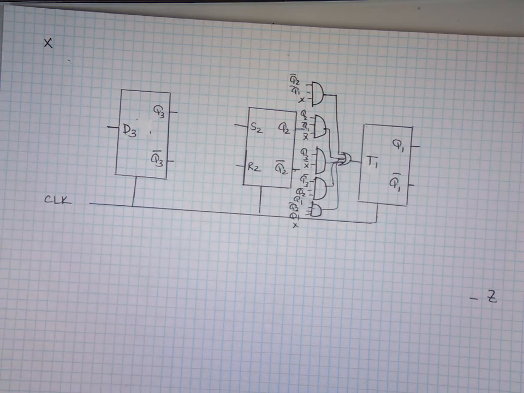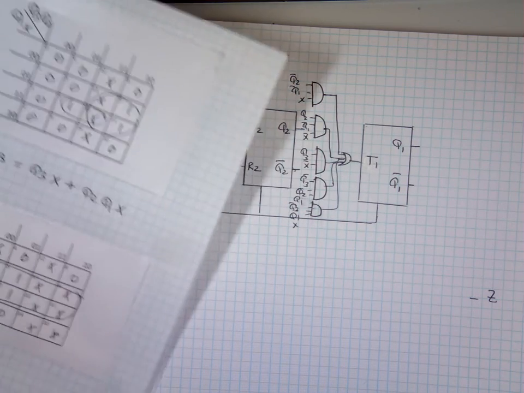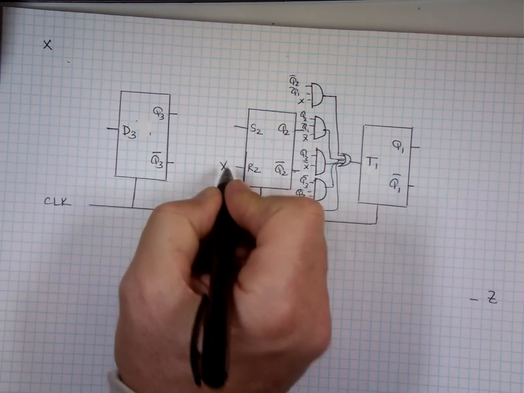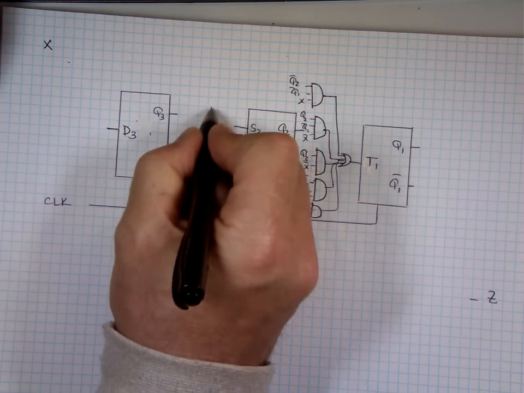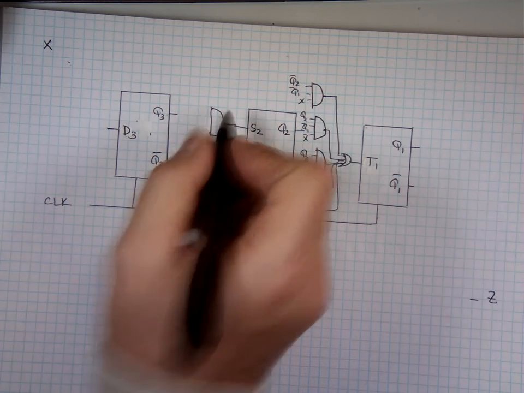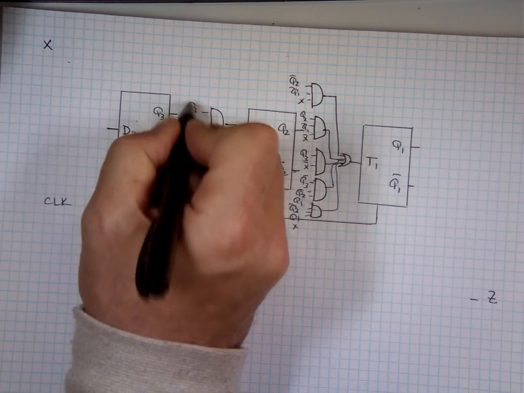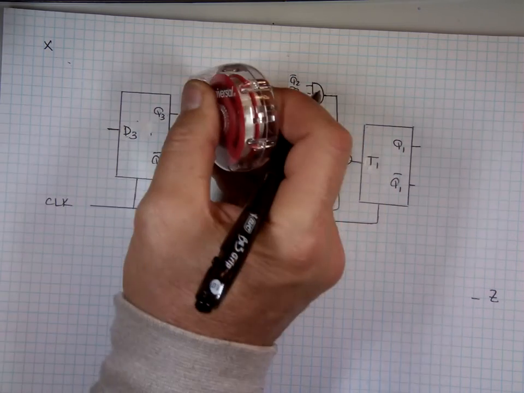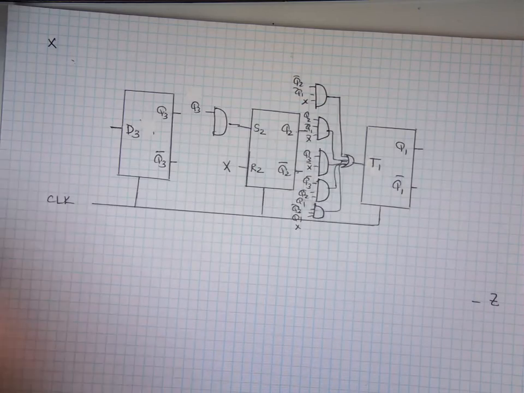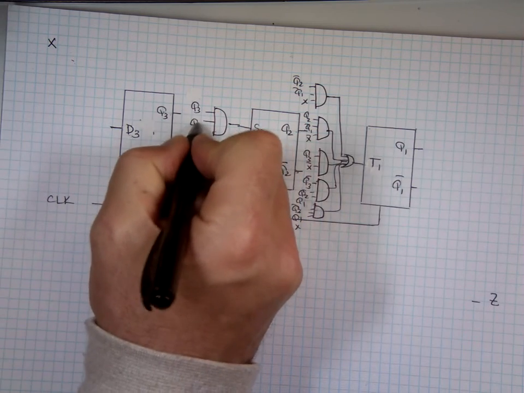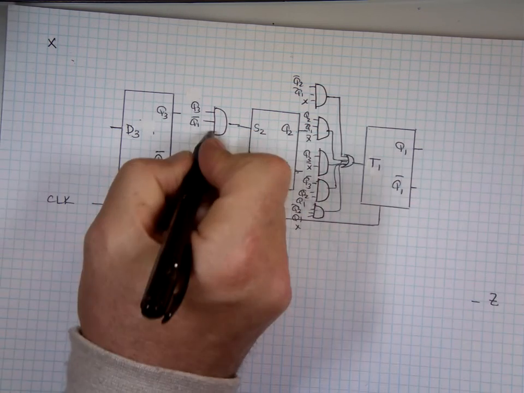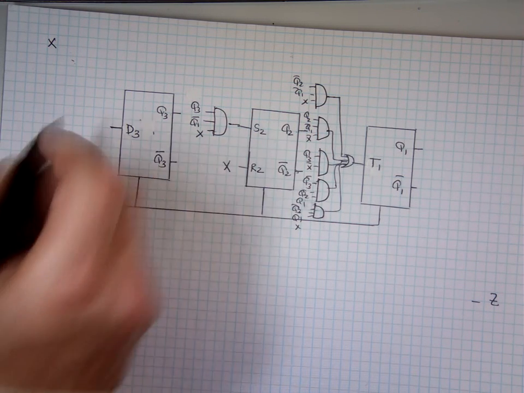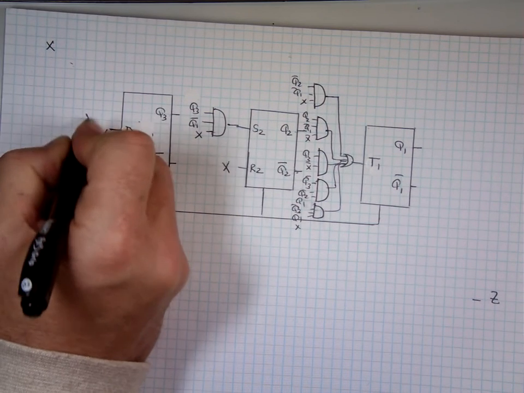Now, the good news for R2 and S2, they're really simple. This goes into it, X. This is one AND gate here. And that's Q3, which is directly from here. I don't want to put a bar on it, just Q3, no bar on it. Q1 bar, that's from here, and X. And this one's an OR gate with two AND gates going to it.